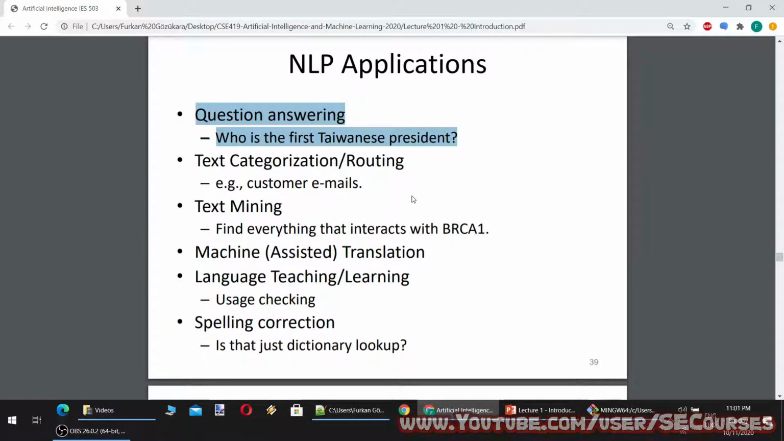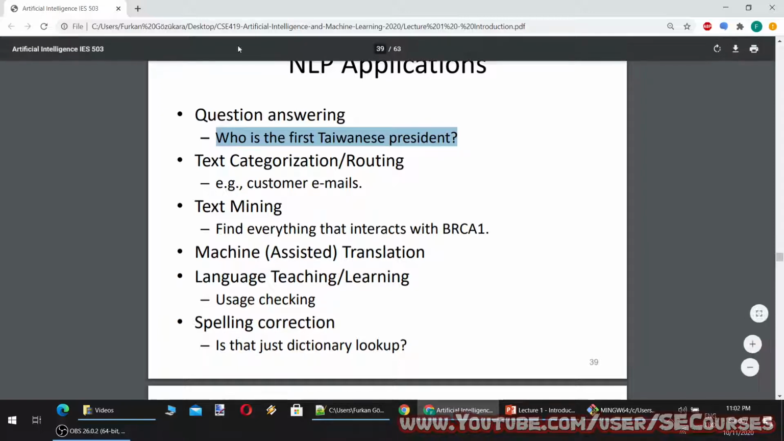Question answering. Who is the first Taiwanese president? So first, it has to convert spoken language into text. Then it has to analyze this question, understand it, and answer it. It requires so many background processes. This is a very hard one.